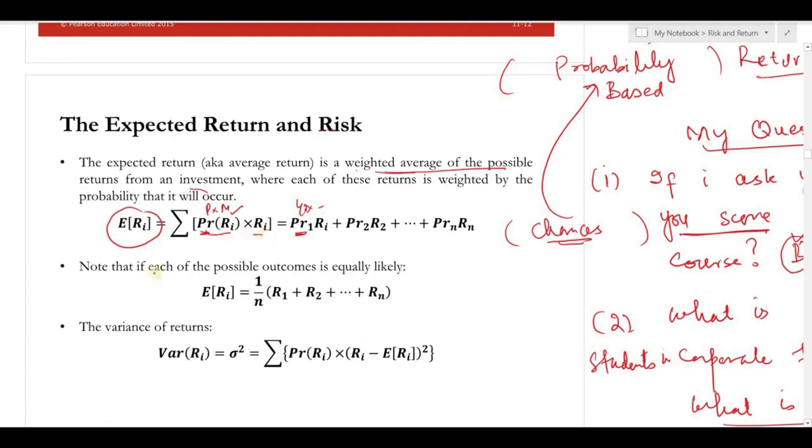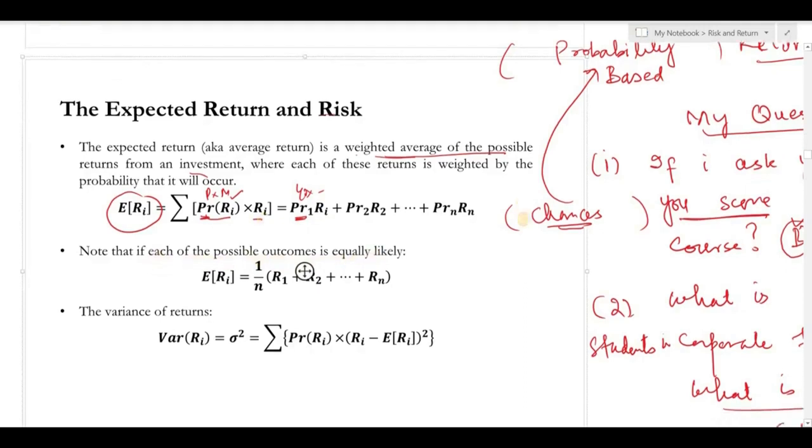Note that if each of the possible outcomes is equally likely, meaning every outcome is equal, then the expected return would be 1 by n times r1 plus r2 up to rn. So this part we just learned how to find the expected return based on the probability.